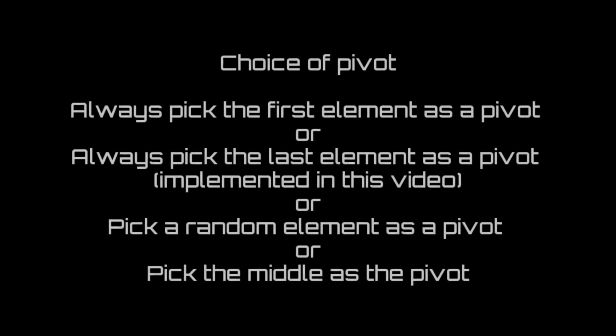Choice of pivot. Always pick the first element as a pivot, or always pick the last element as a pivot, or pick a random element as a pivot, or pick the middle as a pivot. Let's consider an array 10, 80, 30, 90, 40.